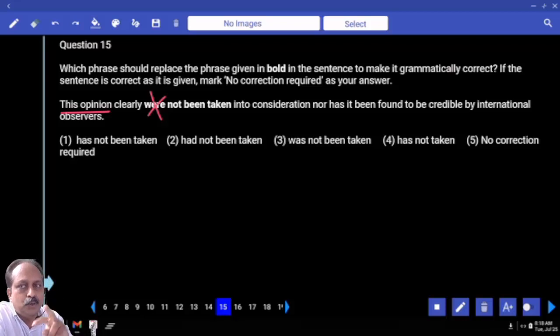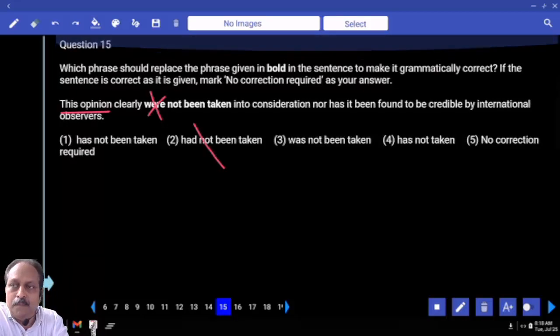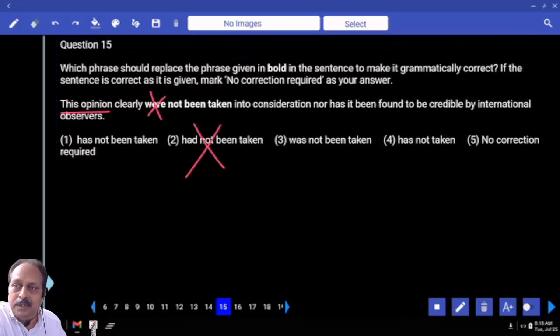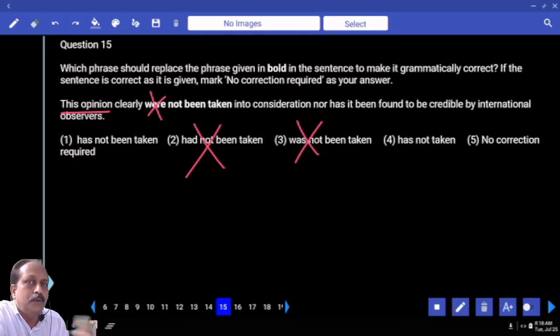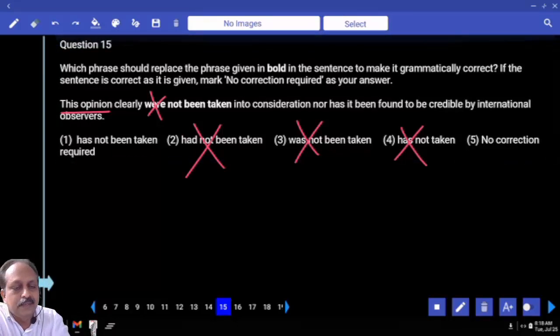So we don't see two actions, one after the other. If you see two actions, one after the other, you have to think of past perfect. Otherwise don't think of past perfect. Is that clear? Was not being taken, is it grammatically correct? No. Was not taken. Here it is in passive voice. Has not taken. Let us see.